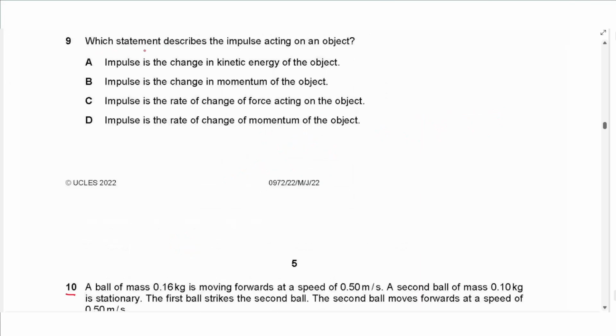Question 9 says which statement describes the impulse acting on an object? Impulse is a change in kinetic energy. No, it's a change in momentum. So the answer is B.